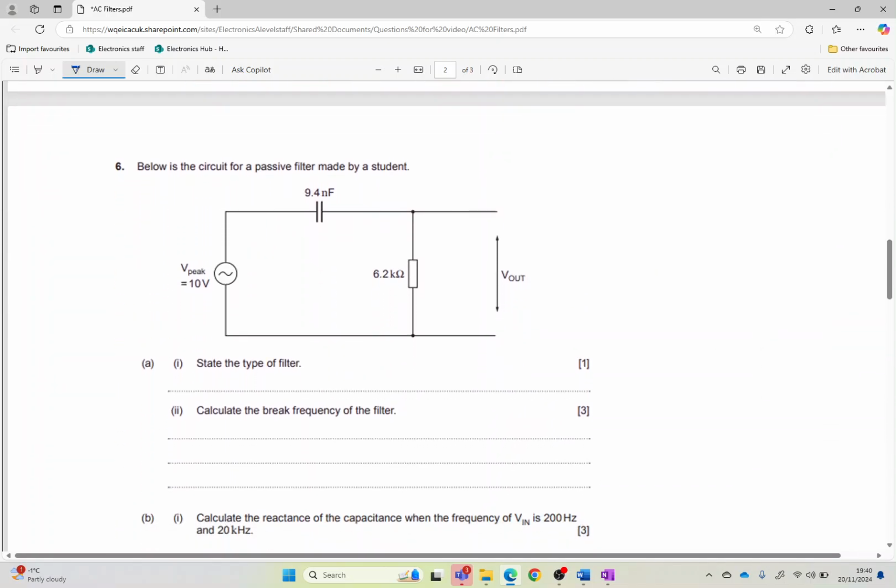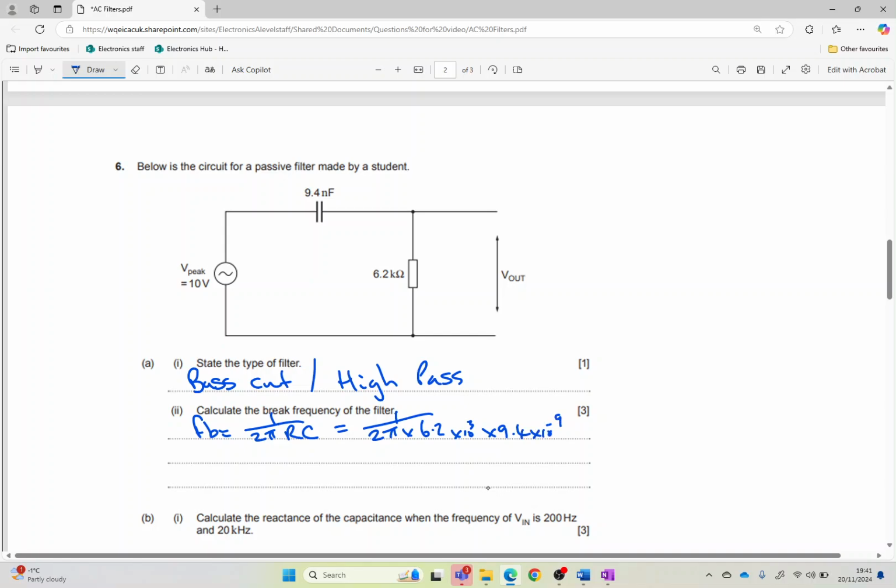So which one have we got here? The capacitor here is coming before the resistor. So this is a bass cut or a high pass. Okay, you don't need to say both, it's just one or the other. Break frequency as before, calculating this, so break frequency fB equals 1 over 2 pi RC. So therefore we've got 1 over 2 pi times 6.2 times 10 to the 3 times 9.4 times 10 to the minus 9 gives us a break frequency of 2730 hertz.